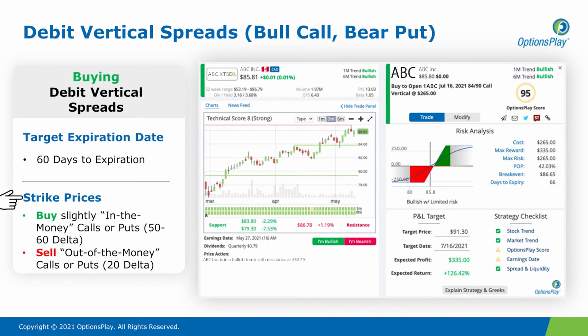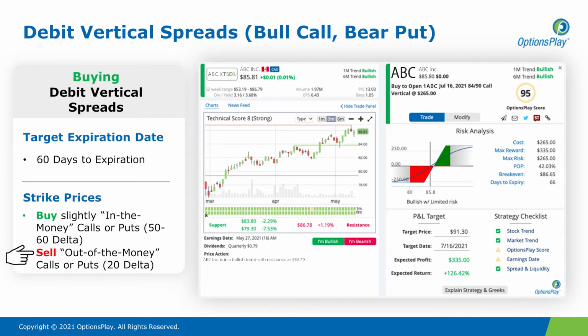As far as strike prices go, we take what we've learned about buying and selling options and combine them into one strategy. We want to buy a slightly in the money call or put, depending on if we're bullish or bearish. Then we sell an out of the money call or put, about a 20 delta, against that long option to offset the premium that we pay on the long leg. We tend to find that the short leg will usually offset somewhere between 15 to 20% of the premium that we pay on the long leg.